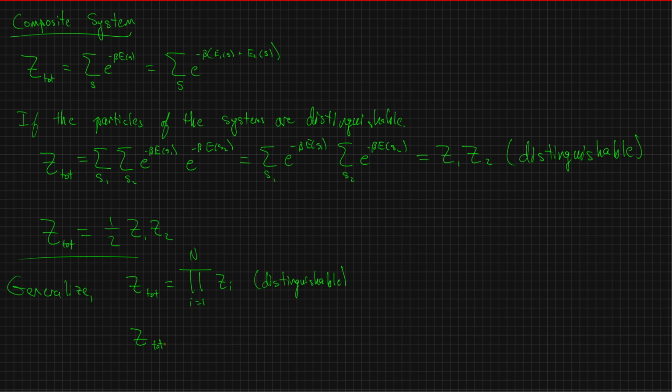What factor do we generalize 1 over 2 to if they are indistinguishable? Anybody? What do we remember from much earlier on when we were starting to learn about combinatorics? Yeah, 1 over n factorial. Very good. So we can just pull the 1 over n factorial out, since nothing depends on it. And then the product of the Zi is just Z to the n because they're all the same. So this will just be 1 over n factorial times Z1 to the n, since they're indistinguishable.